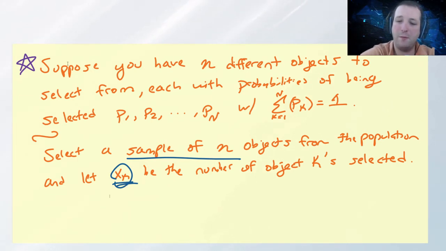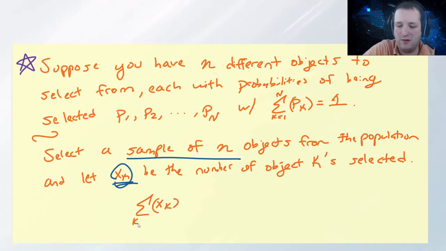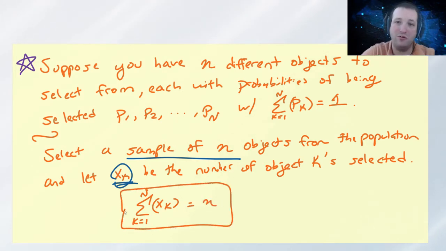So one clear property is that the sum of these x values, where k is going to range over all the different types of marbles in that bag, xk is the number selected, so this total number must be equal to the sample size. So that's an obvious restriction that we must have.